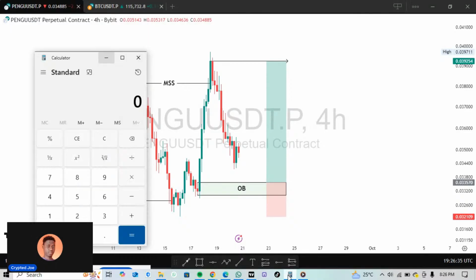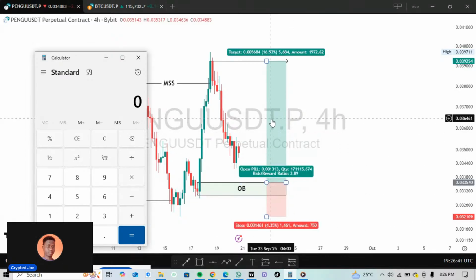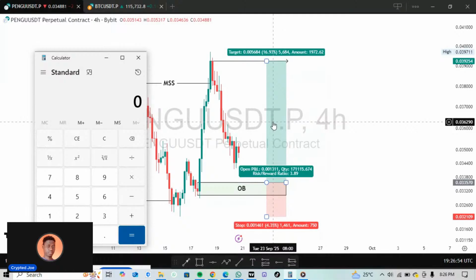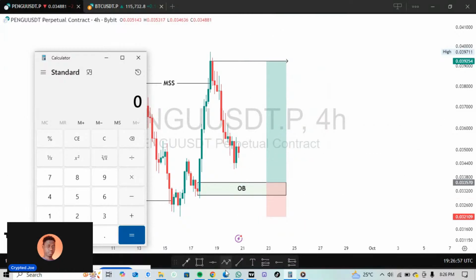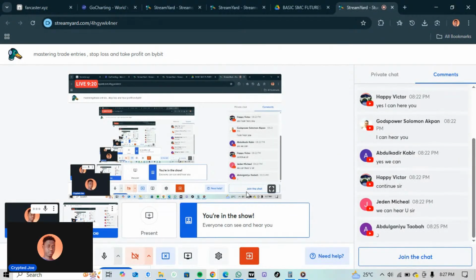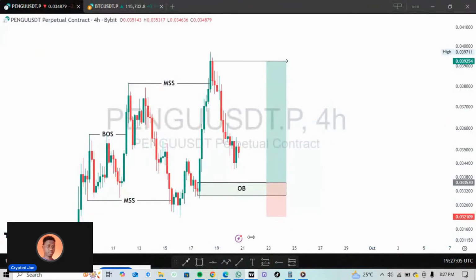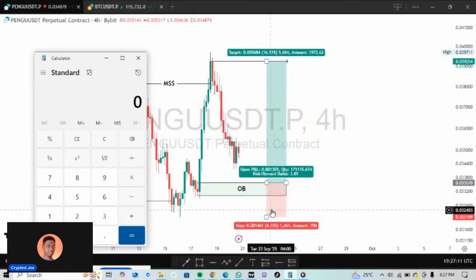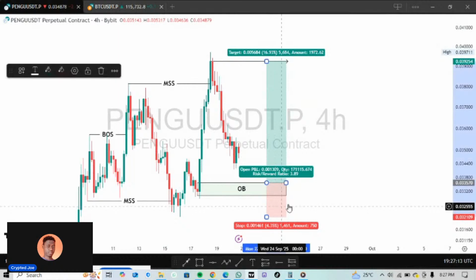So I'll open my calculator now. Pay attention now. For me to place this Pengu USDT trade properly on Bybit, there's something we will need to take note of. I hope you guys are following. All right, so to take this trade properly, we are going to be taking note of this SL here.